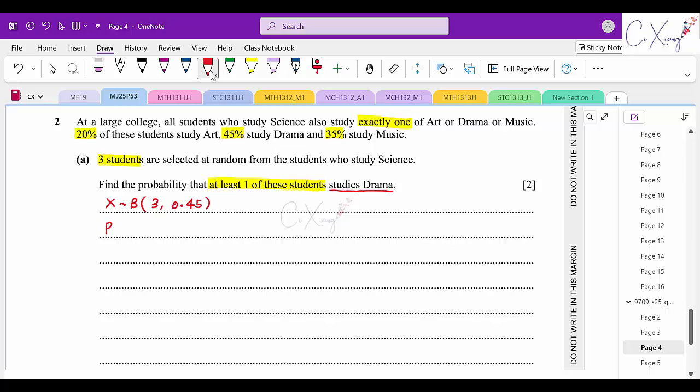And for this part A, we are interested to find out the probability of X at least 1. At least 1 means greater or equal to 1 of these students. Alright, so it should be X greater than or equal to 1. Okay, then let us recall again.